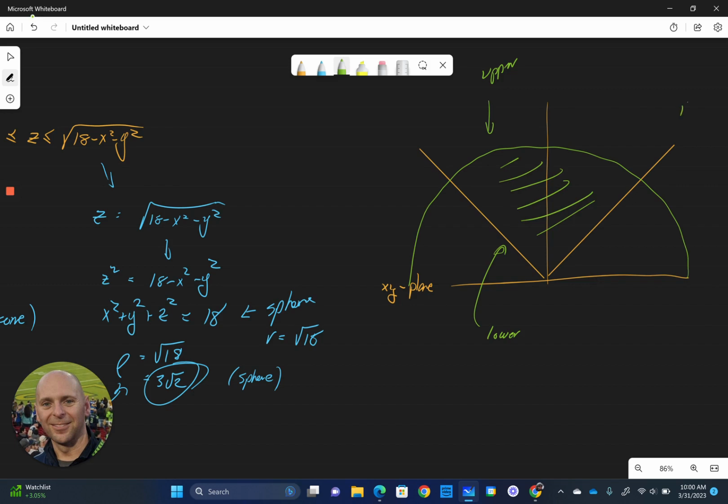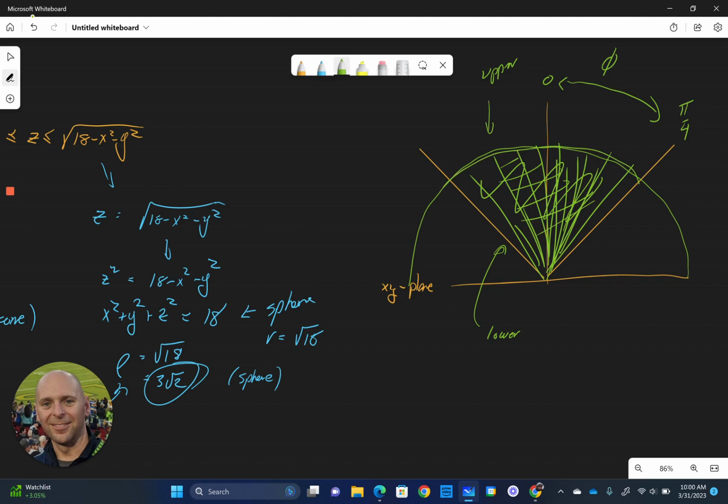Now again, we know that this is pi over 4 and 0 for phi. So phi, if we're going to fill up this entire space in here, is going to have to go from 0 to pi over 4. The rho, the radius, is going to go all the way out and everywhere in between to fill up this space, all the way up to the sphere, from 0 out to the radius of the sphere, which was 3 square root 2. So now we have a range of values for phi and for rho.